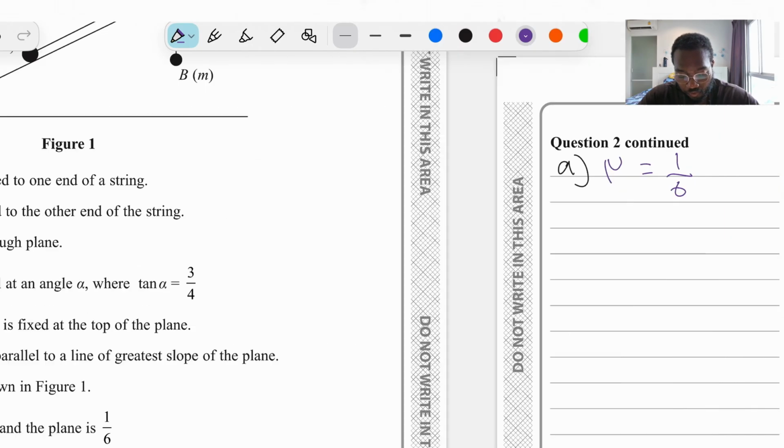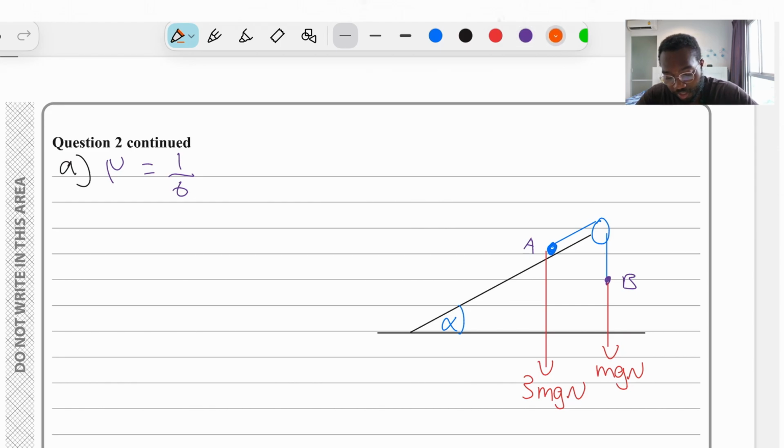So if it moves, let's draw an arrow for acceleration. Acceleration is in the downwards direction. Also, we know that it's on a rough plane, and friction always works in the opposite direction. So we're going to have a frictional force going this way. I can't redraw it on the diagram, but we know we're going to have friction going in the opposite direction on the slope.